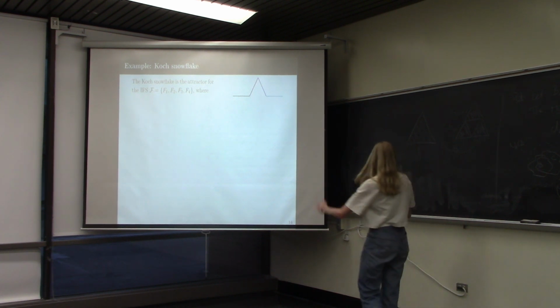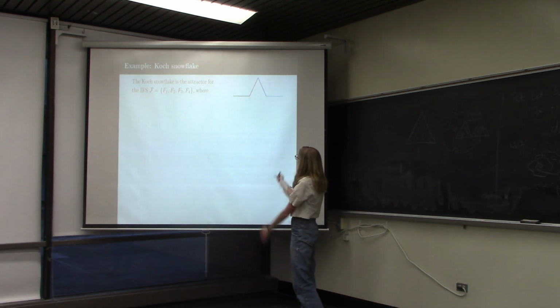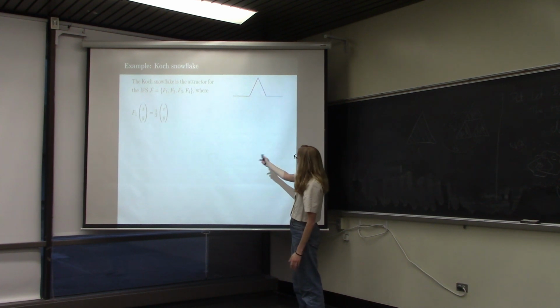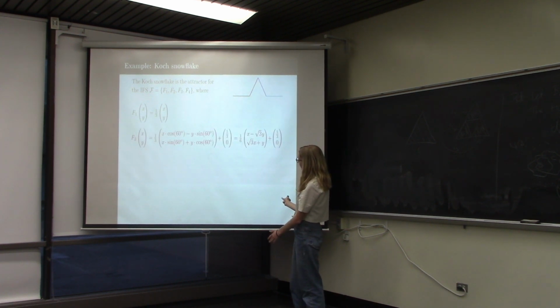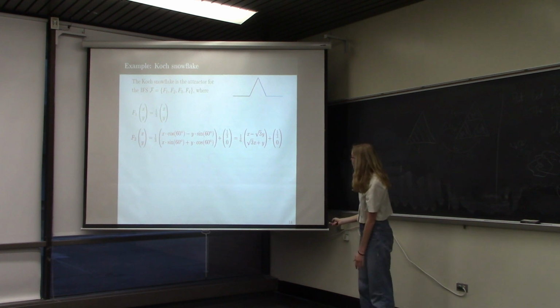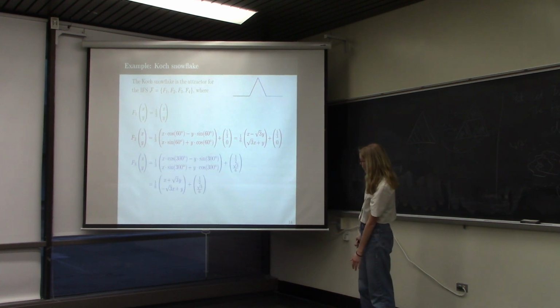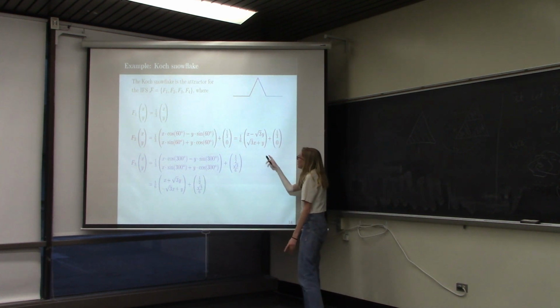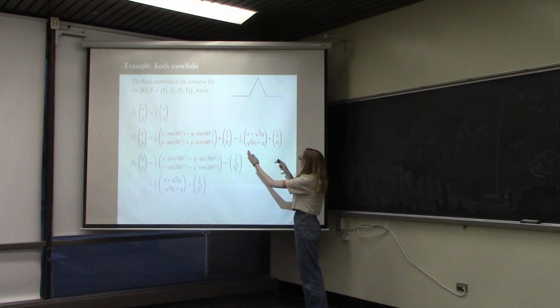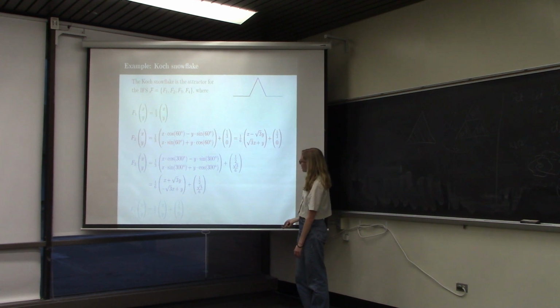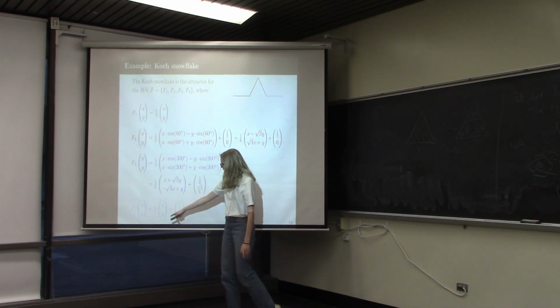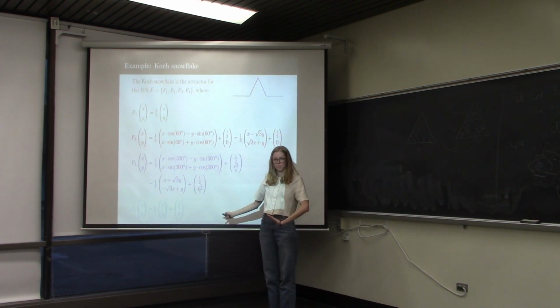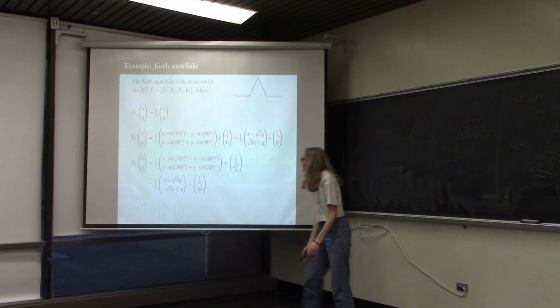So we have one that just scales it by 1/3, and then we have to turn it. That's the second one. The third one, we have to turn it and shift it as well. And the fourth one is scaled by 1/3 and shifted. Is this clear? Good.